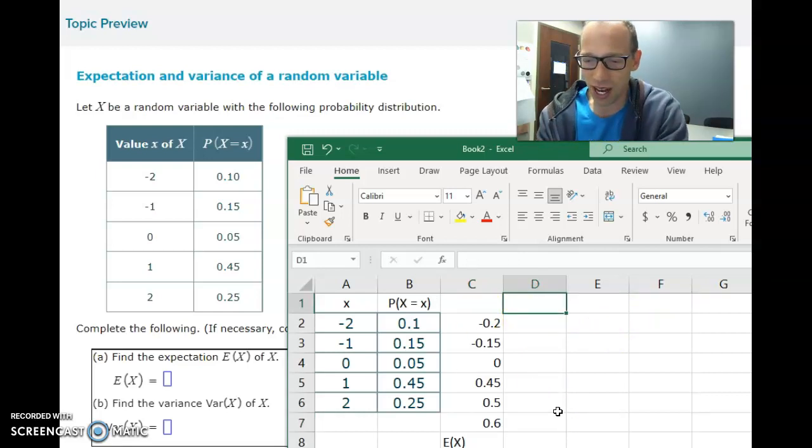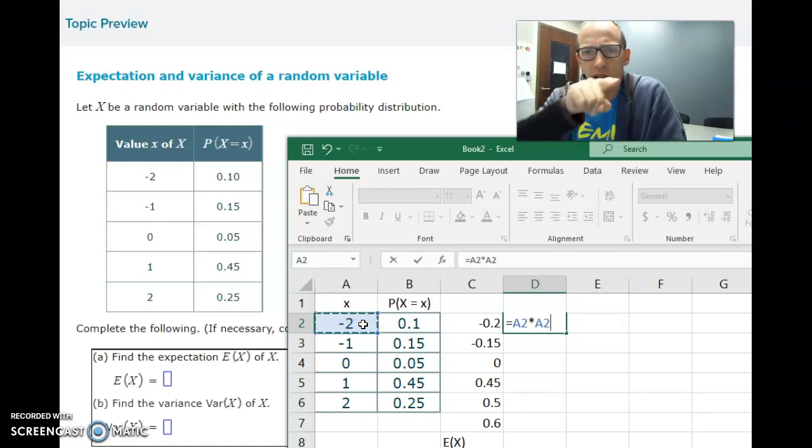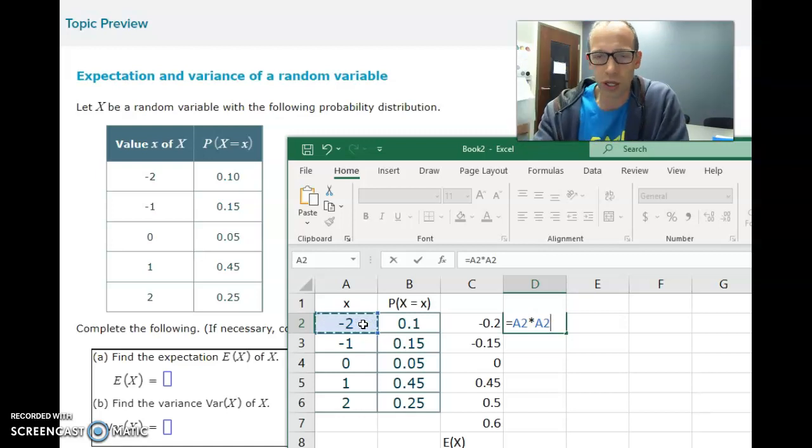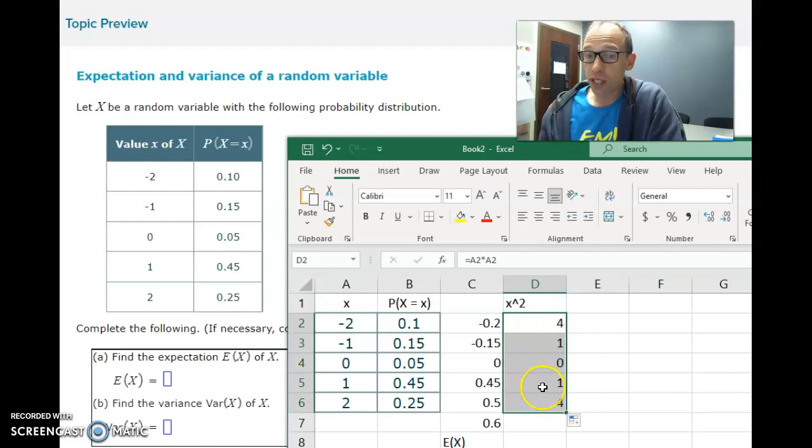So here are my x squared values. So each x squared value is just x times, and I'm just going to click that cell again so that it gets multiplied by itself. I could also put a caret and then a 2, which would also square it. Either way, you're taking -2 squared. Drag that down. Notice now that they're all positive. That's something worth noticing. And this is why variance is always a non-negative number, by the way.